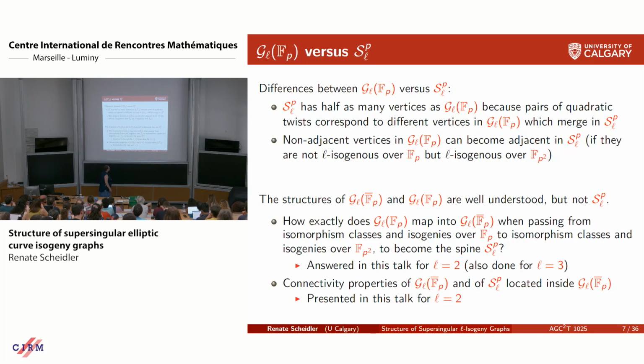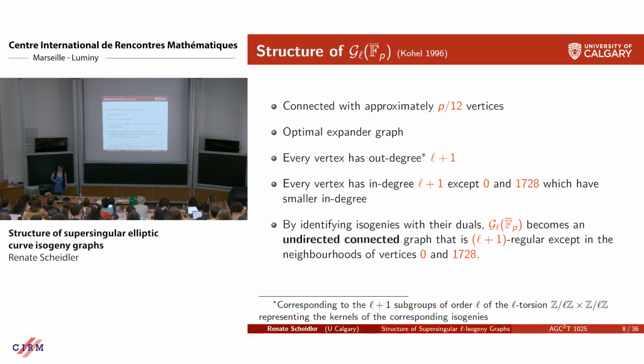So we're going to answer this in this talk for L equals 2. We also did this for L equals 3, but I'll just talk about L equals 2 because that's the most interesting case. And then we also looked at some connectivity properties of the big graph and the spine inside it, and I'll also say something about L equals 2 for this. So that's what we started looking at. Okay, good.